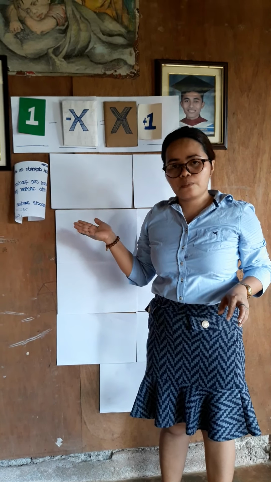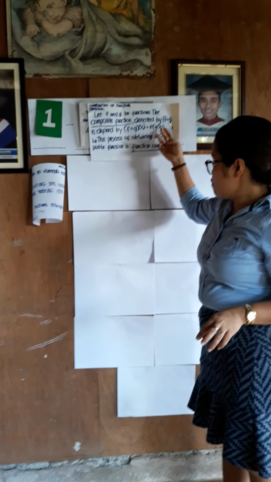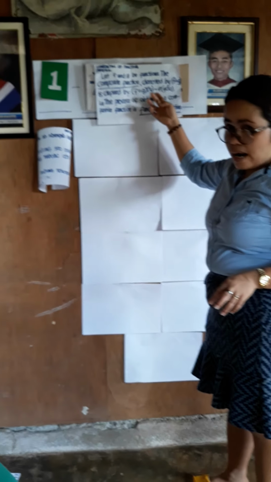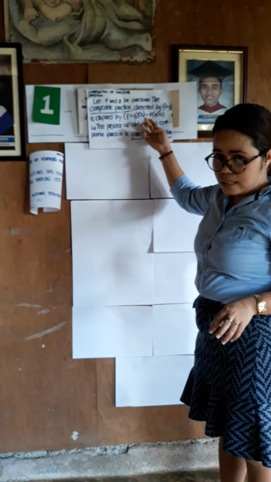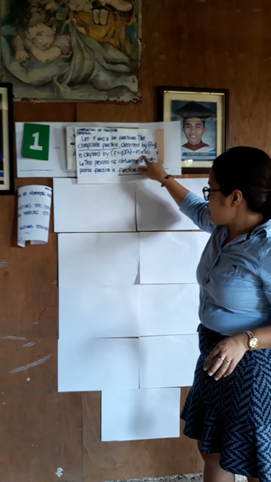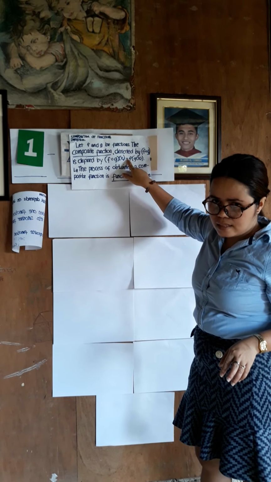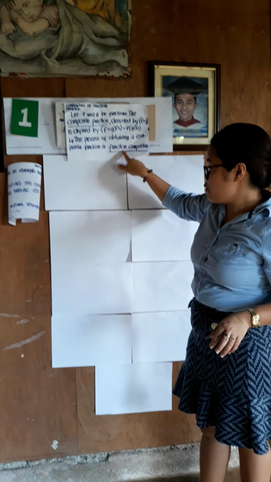Composition of function: let f and g be functions. The composite function denoted by f of g is defined by f of g of x is equal to f of g of x. These two are both the same. You can read this as f of g of x. The process of obtaining a composite function is function composition, meaning this is called the composite function. In order to derive this, the process is called function composition. Later, you will understand what it means after I show you some examples.